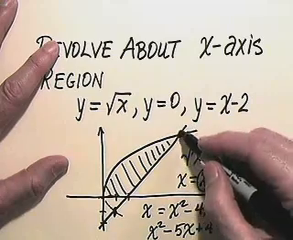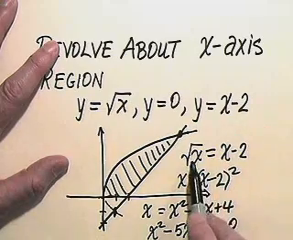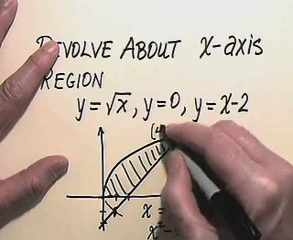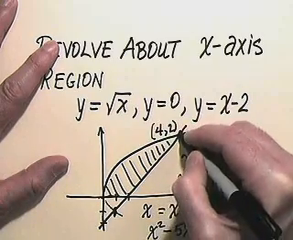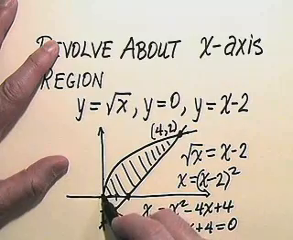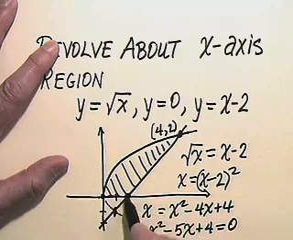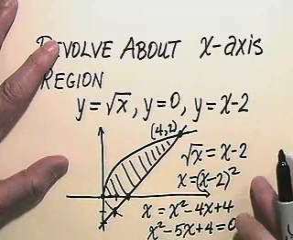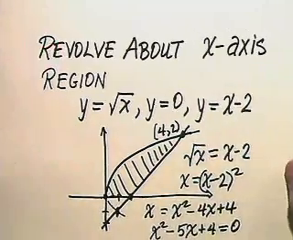And so this is the point here, 4 comma square root 4, 4 comma 2. So the coordinates of this point of intersection are 4 comma 2. The line crosses the x-axis here at x equals 2, and here the origin is our other vertex of this region. So this whole region is to be revolved about the x-axis.